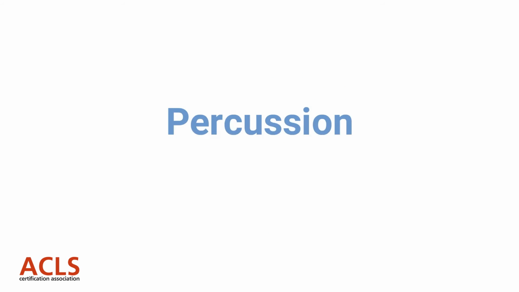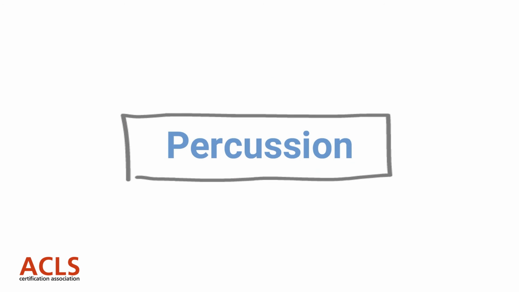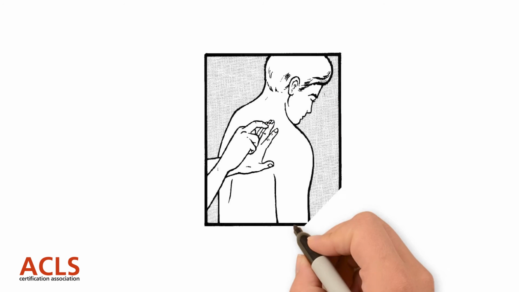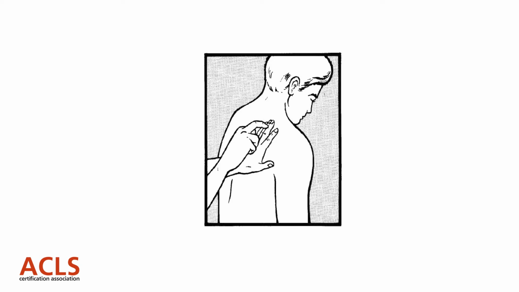So next, percussion. This is probably the least used assessment technique. Percussion is basically performed on the patient's back, kind of in between the scapula and vertebral column on both sides of the patient's spine. So you're just tapping, all right? You're starting from the top and working your way down the patient's back, and you're tapping. You can also do it on the front.